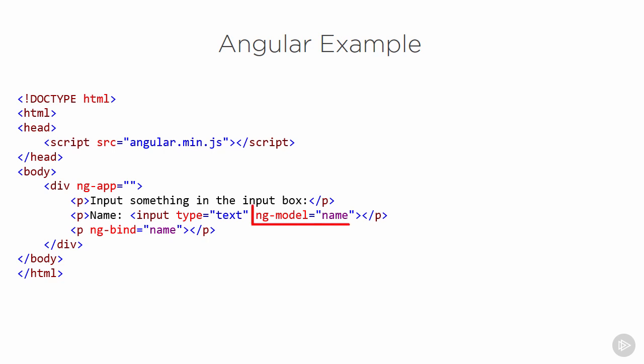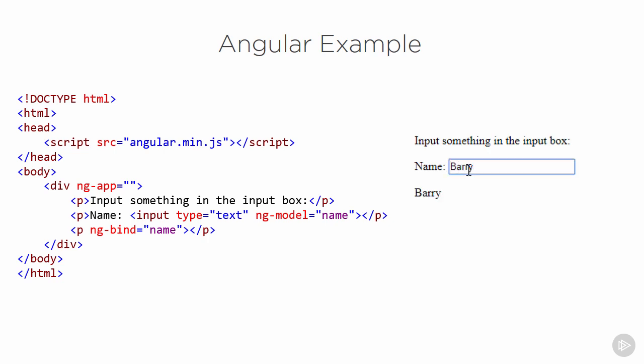Another one is here on the text input element. This tells Angular to take the input from the text box as data into its model. And then I can use this tag to bind the text of this paragraph element to the data in the name model of Angular, which comes from the text box. This results in this behavior. I enter text in the text box and immediately it shows up in the paragraph. This is called data binding.